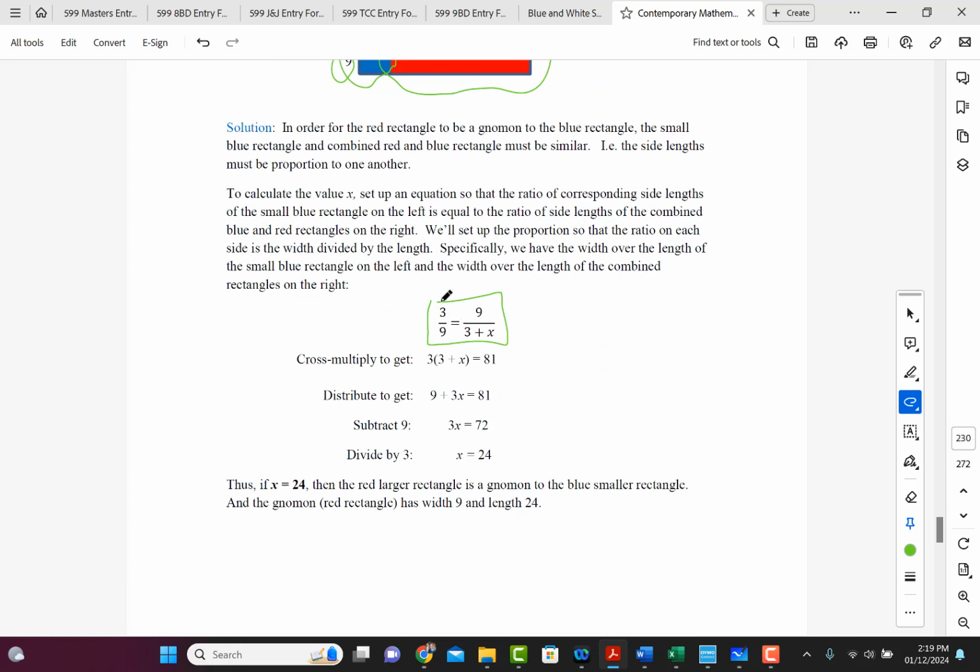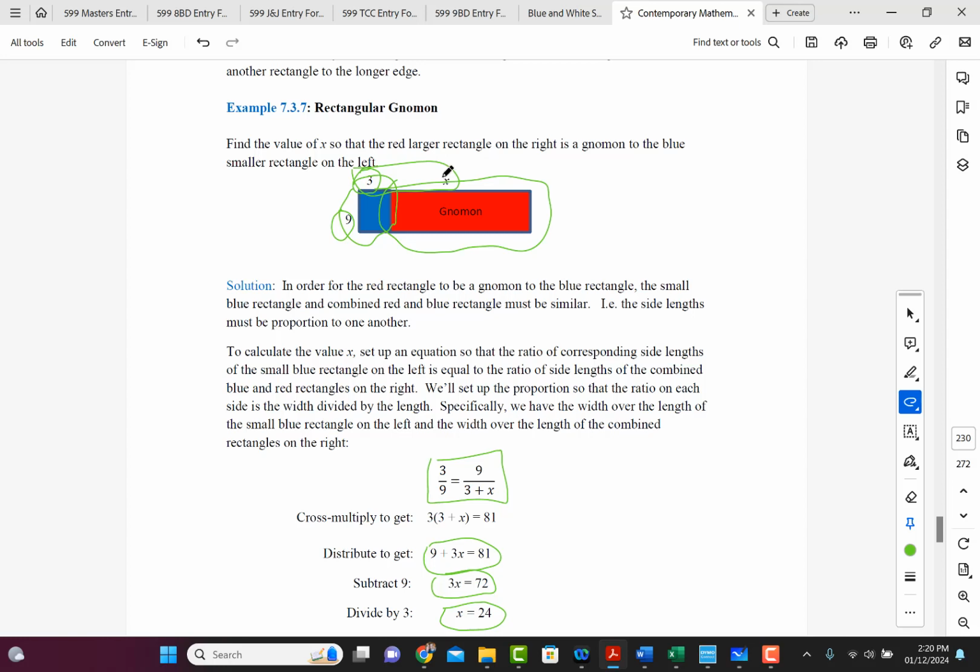Now that we've got that straightened out, we cross multiply and set up this equation here. Now we just have to simplify using properties of solving equations. We use the distributive property to get this, and then we subtract 9 from both sides to get this. Then we divide both sides by 3 to get this, and we find that x equals 24. And so if x equals 24, now we have what?